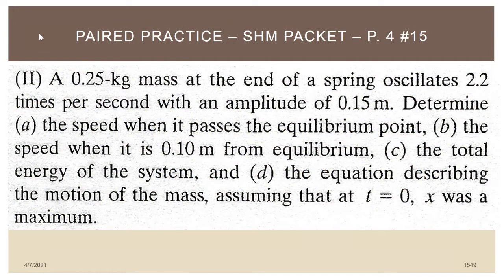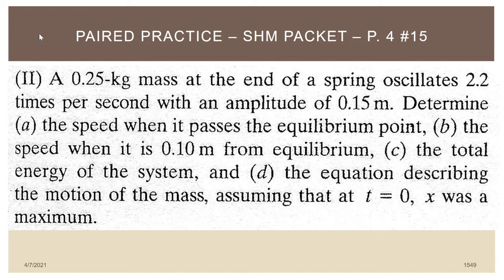This problem says a 0.25 kilogram mass at the end of a spring oscillates 2.2 times per second with an amplitude of 0.15 meters. Determine A, the speed when it passes the equilibrium point, B, the speed when it's 0.10 meters from the equilibrium, C, the total energy of the system, and D, the equation describing the motion of the mass.